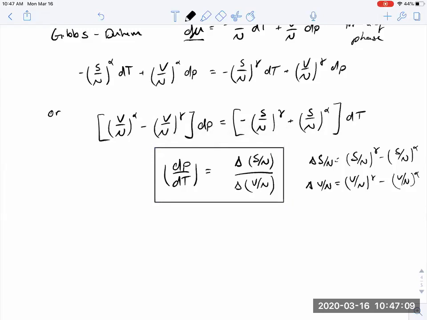This relationship is super useful. It lets us either predict the slope of the coexistence curve, or if we know the slope, predict the changes in the entropies relative to the changes in the volume. So this is known as the Clausius-Clapeyron equation.